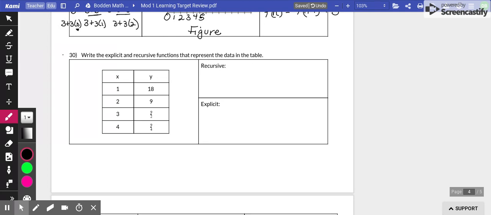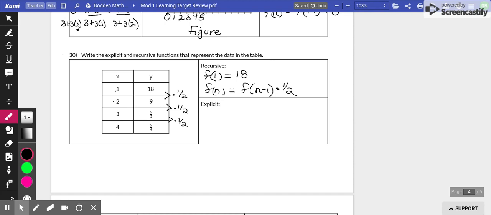Number 30, looking at the table, I'm noticing for each scenario, 1, 2, 3, and 4, my y values are decreasing. And it appears that they are being cut in half. So we're saying we're multiplying by 1/2. So my recursive formula, start with the first term, and then I can say my previous term, f of n minus 1, is being multiplied by 1/2 every time.